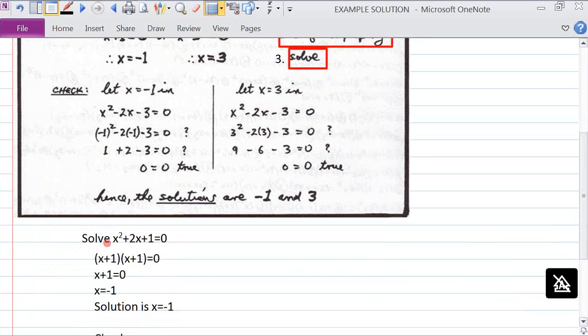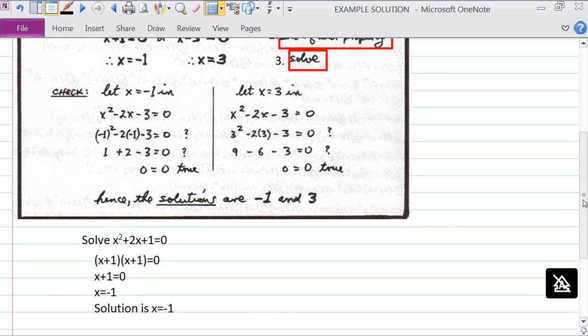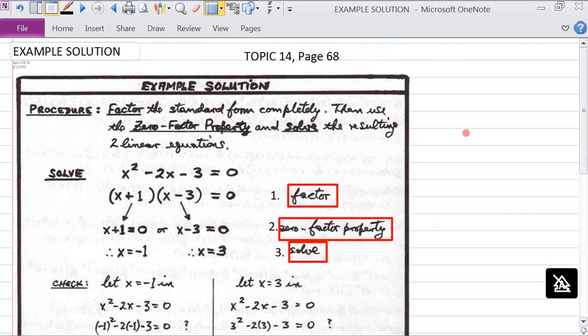And then we went back and just showed for a case where there would be only one solution when it's a perfect square, because this term is the same as that term, so we just need to write x plus 1 equals 0. So that completes the basic introduction to solving quadratic equations.